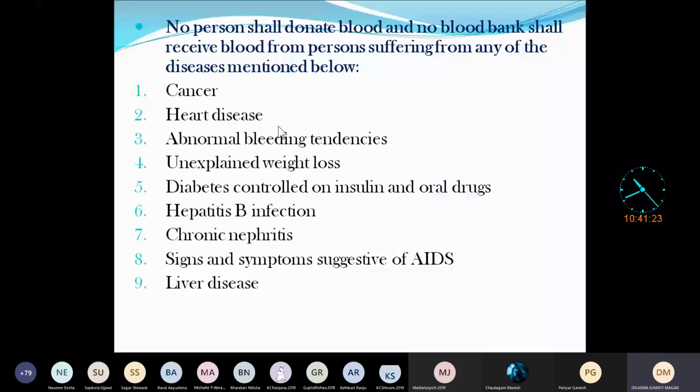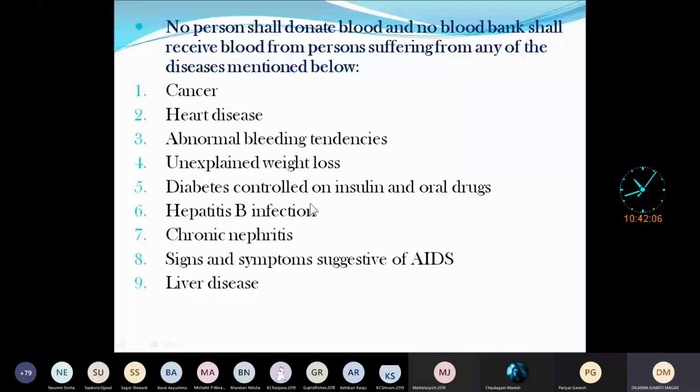Now in case of abnormal bleeding tendencies, like in case of hemophilia, we will not take the blood at all. And in case of unexplained weight loss, the person can have any disease, it may be malignancy, hepatitis, or tuberculosis. So many causes are there for unexplained weight loss, so that time also we will not take blood. In case of diabetes controlled on insulin or oral drugs, if a person is on insulin and oral drugs, that time also we will not take blood.